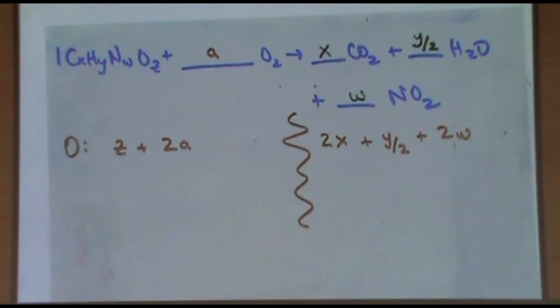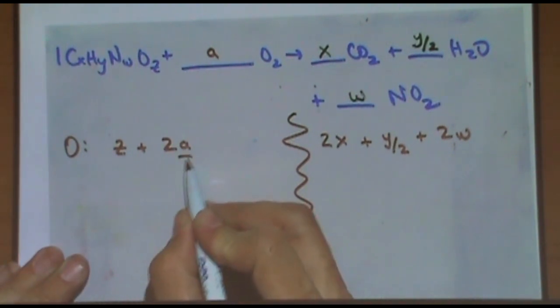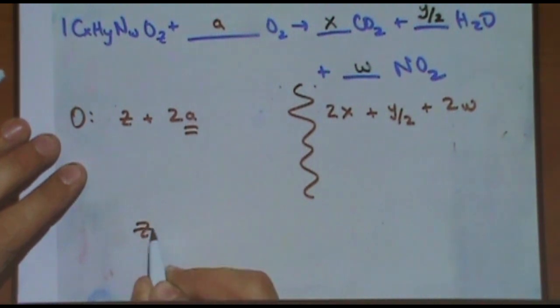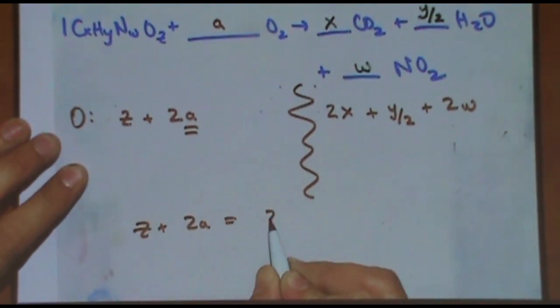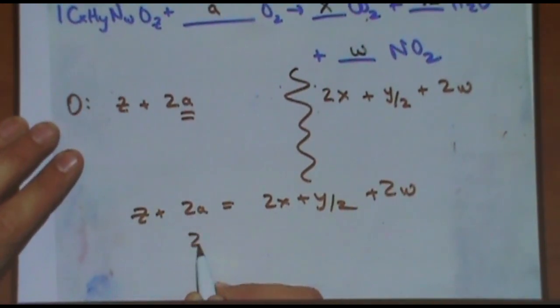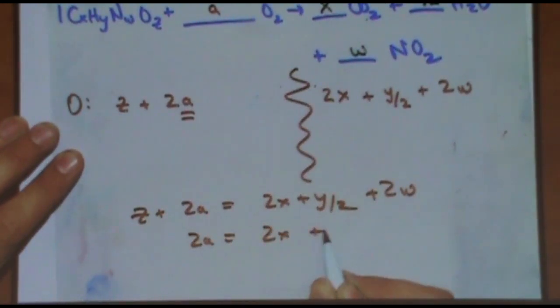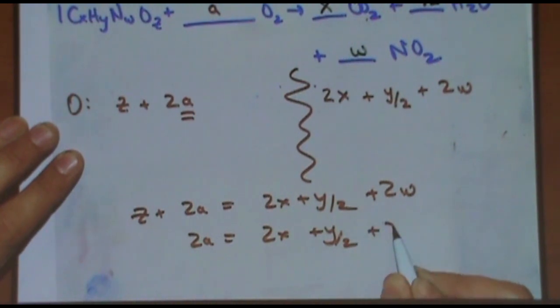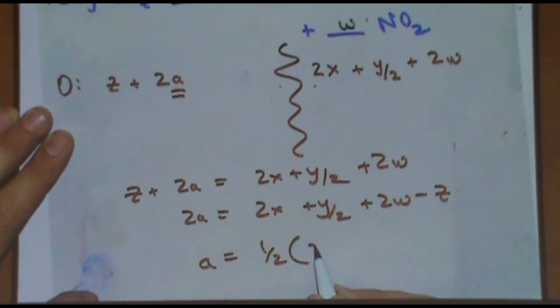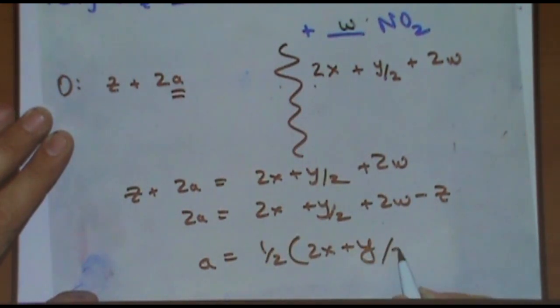Is that okay? All right, again, I'm solving for A, because A is the variable you made up. But I don't want it in terms of A, I want it in terms of the other variables. So you just set up an equation. Z plus 2A equals 2X plus Y over 2 plus 2W. Or 2A equals 2X plus Y over 2 plus 2W minus Z. Or A is 1/2 times 2X plus Y over 2 plus 2W minus Z.